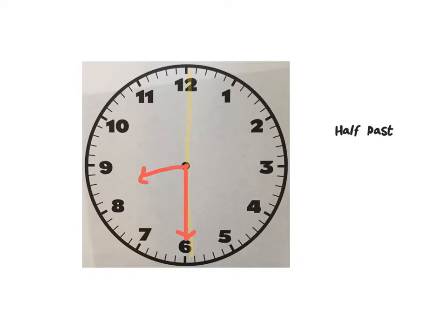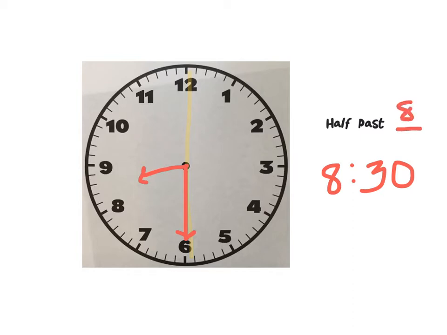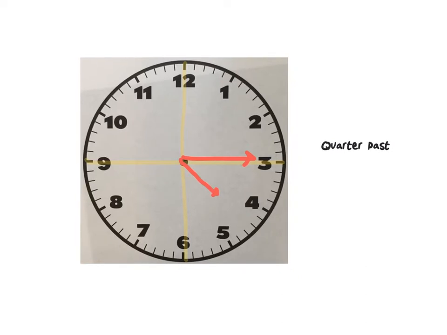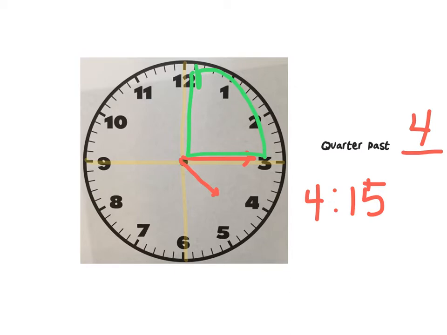Here's another example of half past. What time is this clock showing? If you are saying 8:30, you'd be correct, but we can also say that it is half past 8. Why? Well, that's because it is halfway past the hour of 8 o'clock. What time is this clock showing? If you said 4:15, you are correct, but we can also say that it is quarter past 4. Why? Well, that's because the minute hand is pointing at a quarter of the way past the hour, 4:15.